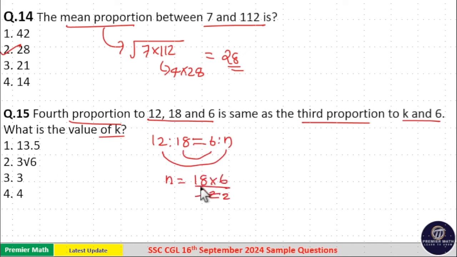So n is equal to 18 into 6 divided by 12. 6 goes 2 times in 12, 6 goes 3 times in 18. Now this is equal to 9. N is equal to 9. That is, the fourth proportion is 9. Now this is equal to the third proportion.